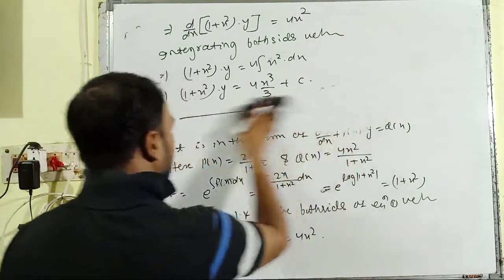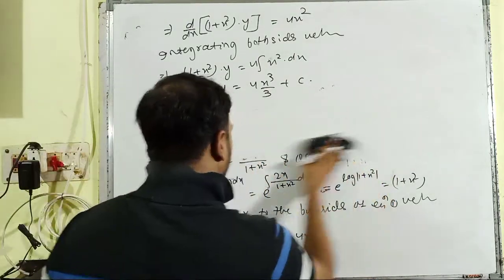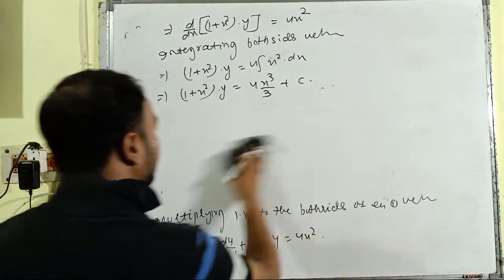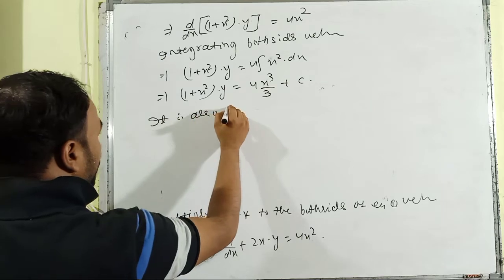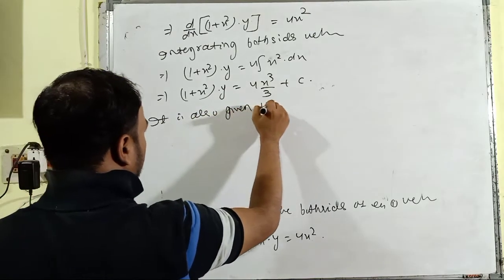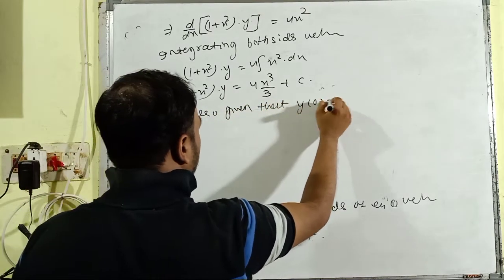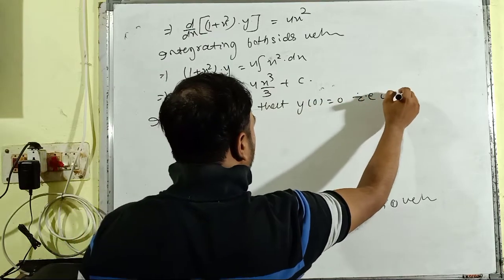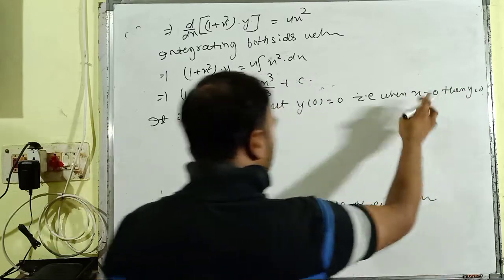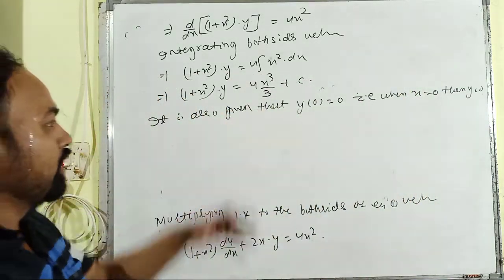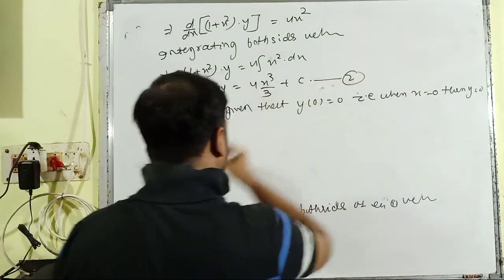Okay, there is a condition, it is an initial value problem. The given condition is, it is also given that y of 0 is equal to 0. That is, when x is equal to 0, then y is equal to 0. So you have to put the value of x and y here. This is the equation number 2.